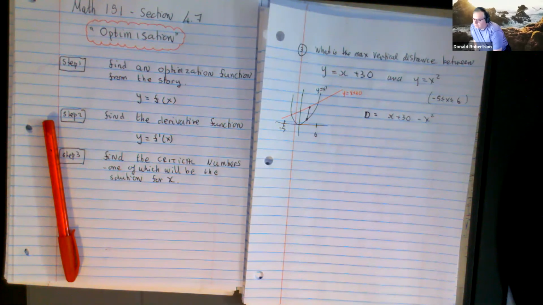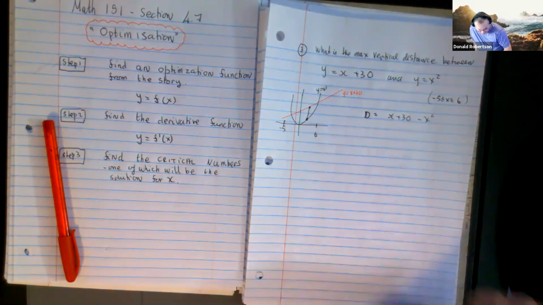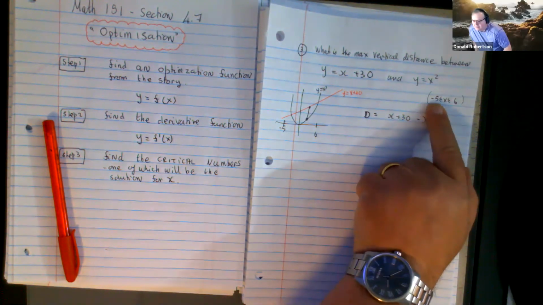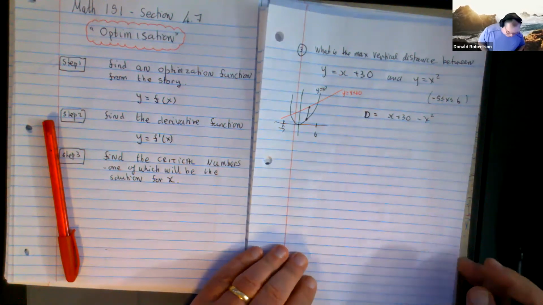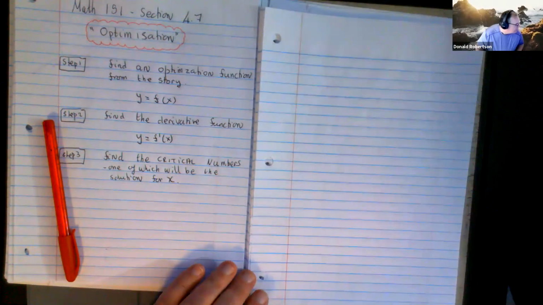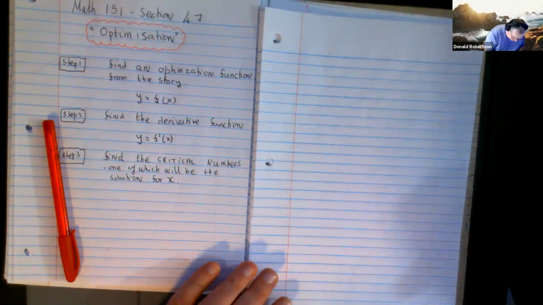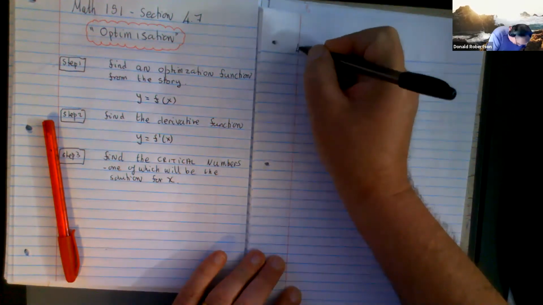Now, not the hardest thing in the world to differentiate. Agreed? I'm assuming that there'll be just one critical number. And that critical number, hopefully, is between -5 and 6. And if it is, you're done. Yeah. Question 4.